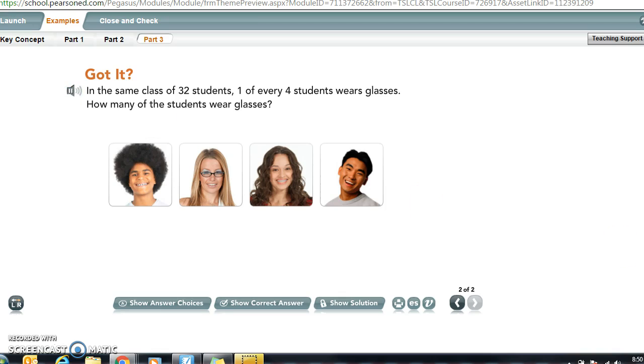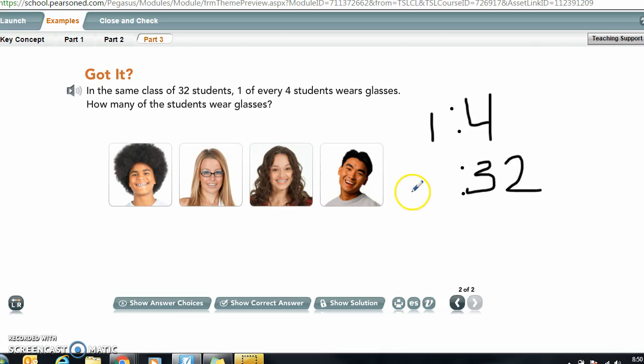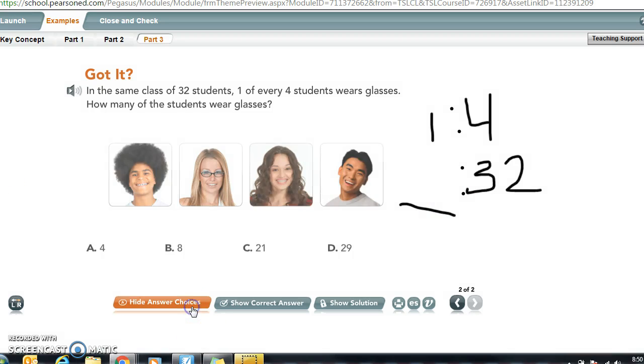In the same class of 32 students, 1 of every 4 students wears glasses. How many of the students wear glasses? So I know right now that 1 to every 4 students wear glasses. So if I have 32 students in the class, how many students will wear glasses? Go ahead and show your math, check your work, and when you are done, you're done with your homework today.